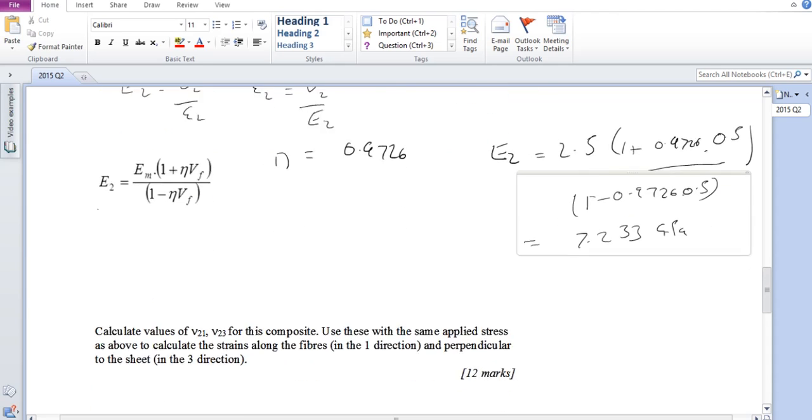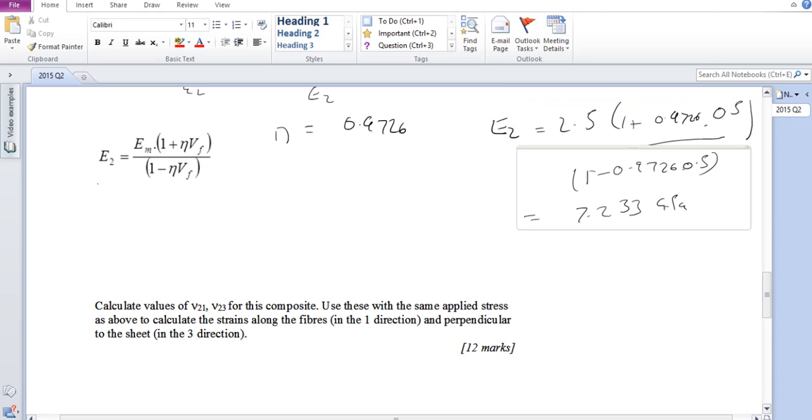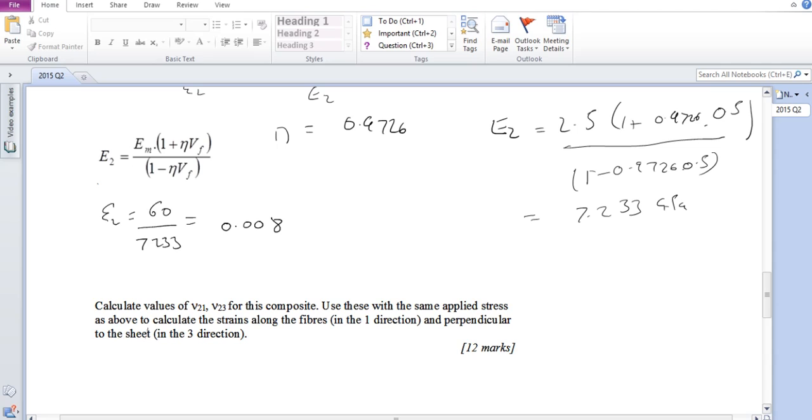So what you can then do is work out the strain in the two direction. The strain in the two direction then is the stress in the two direction, which is 60 megapascals, divided by the stiffness, which is 7.233 gigapascals, or 7,233 megapascals. And if you work that lot out, it comes out to be 0.0083, which is 0.83%.